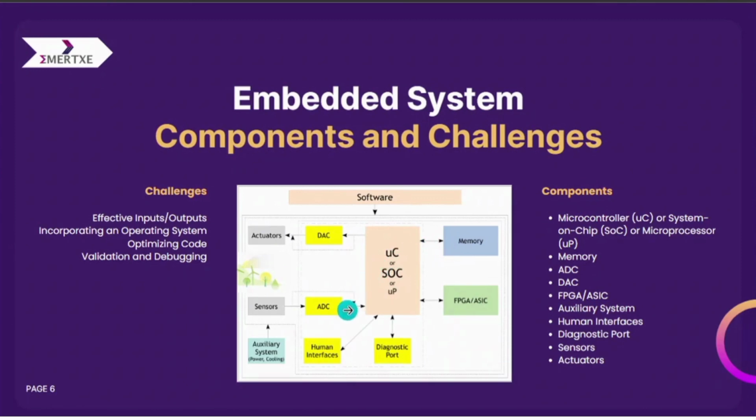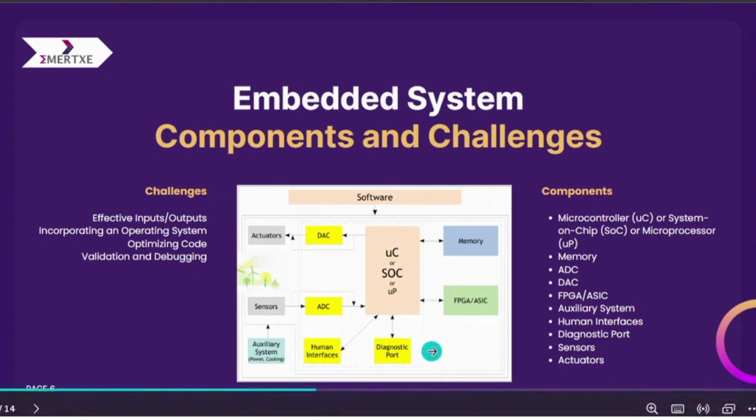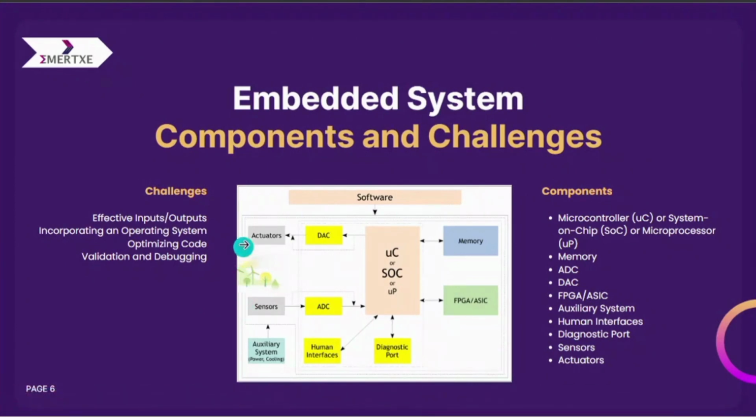instructions. We also have things like ADC and DAC to handle converting real world stuff into digital information and the other way around. We also have chips like FPGA or ASIC that help with specific tasks. And these systems can also have extra things like buttons, screens, or ports, as we can see in this picture. They also use sensors to understand their surroundings and actuators to do things like moving parts. And all of these parts work together to make embedded systems do what they are supposed to do.